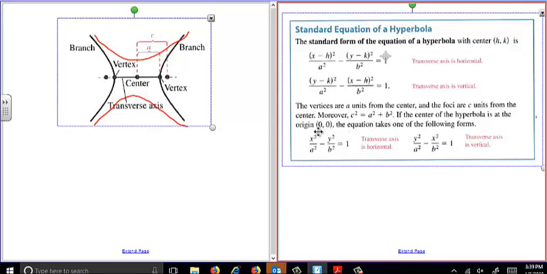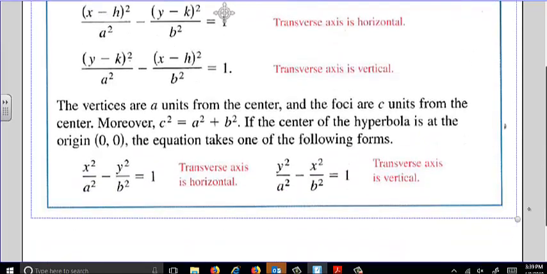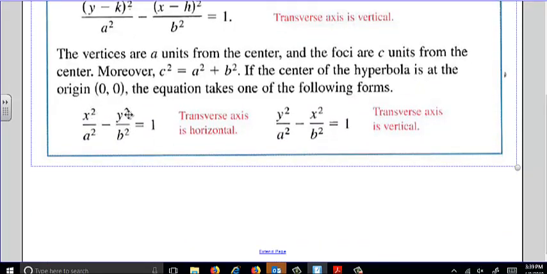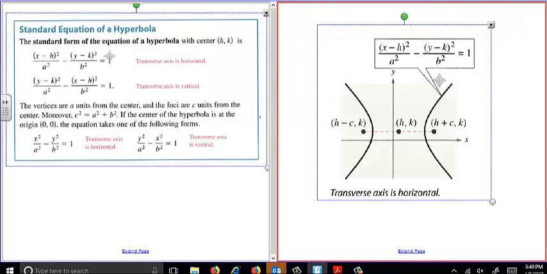Now, if the center of the hyperbola is the origin, then you have a simplified form of the standard equation, just like we did for the ellipse. So here the center is 0, 0, which is the origin. Because x squared is positive, we have a horizontal transverse axis. Here y squared is positive, so we have a vertical transverse axis. And here you can see, using the standard form, this has x squared over a squared, so we have a horizontal transverse axis. The center is h comma k.